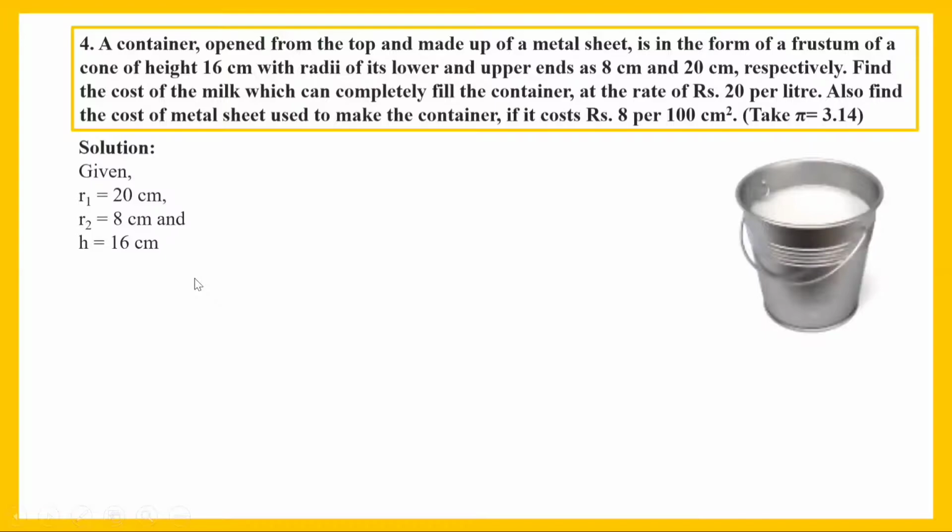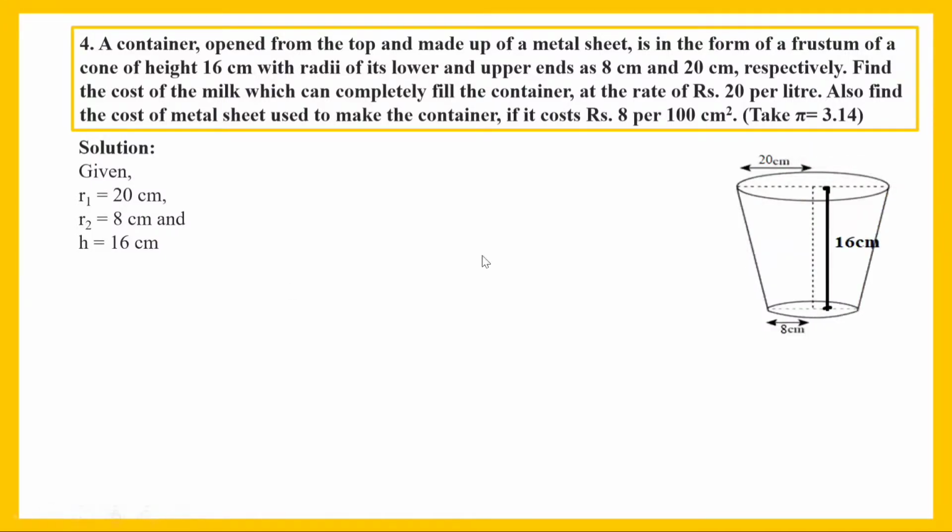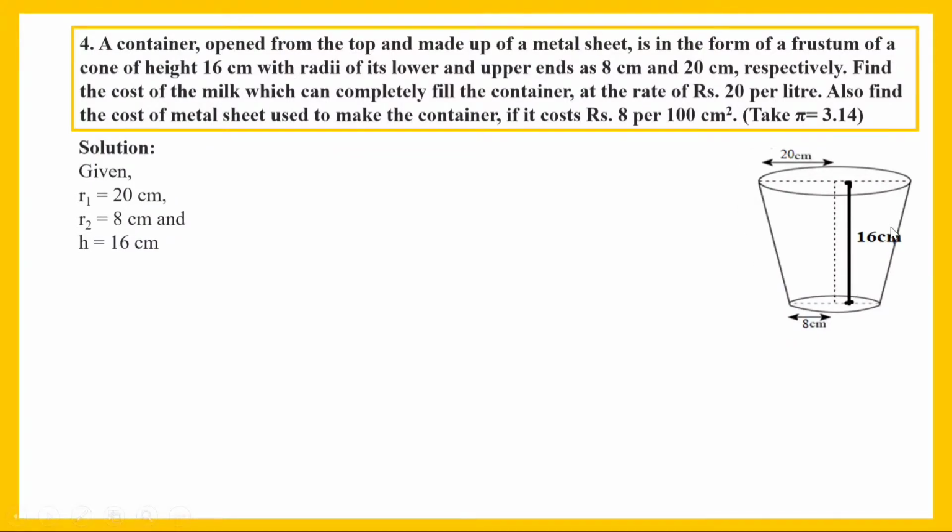So I'll just try to make a frustum and fill up everything in that. So this is the kind of bucket that we have. The radius of the lower end is 8, the radius of the upper end is 20, and the height is given to us as 16 centimeters. How much milk is required to completely fill up the frustum? It will be equal to the volume of this frustum. So that will be equal to how much?